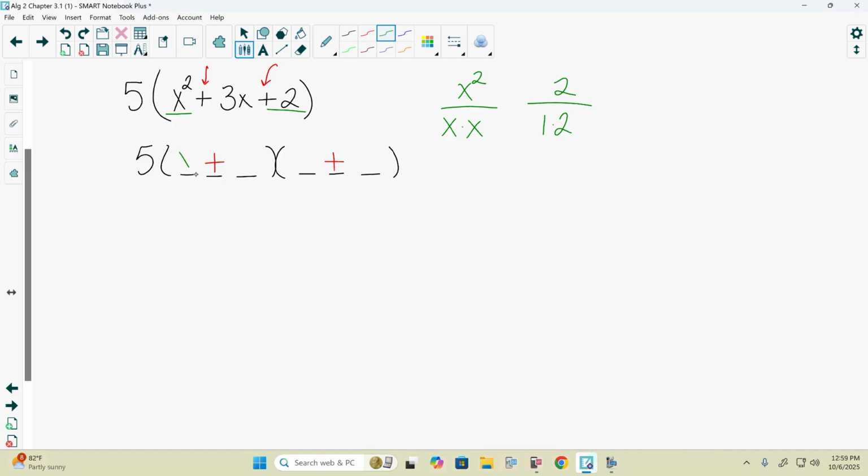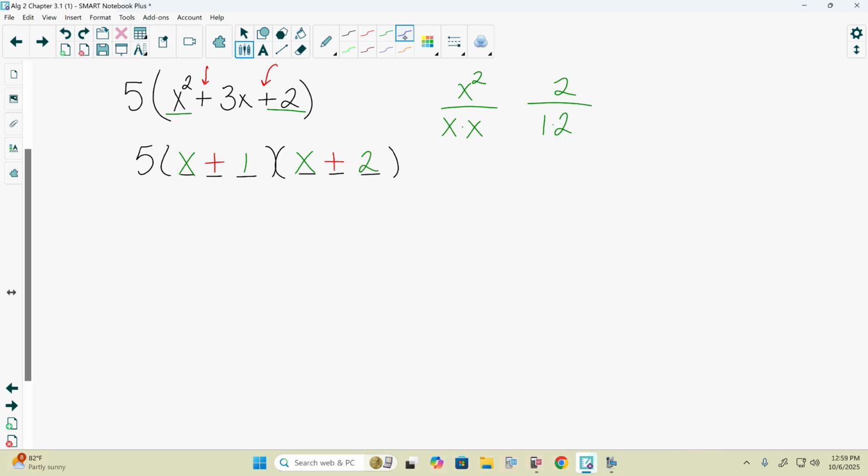Well, the only factors for x squared that we have are x and x. So I'm going to put them in the first spot. First factors of the first term go in the first spots. Factors of the third term go in the third spots. So the factors of the third term are 1 and 2.